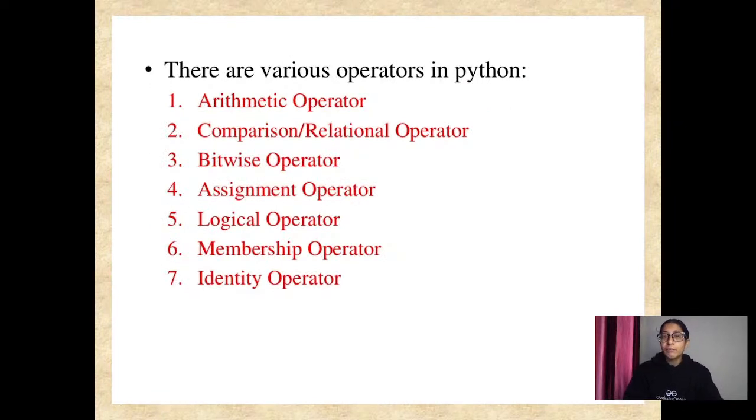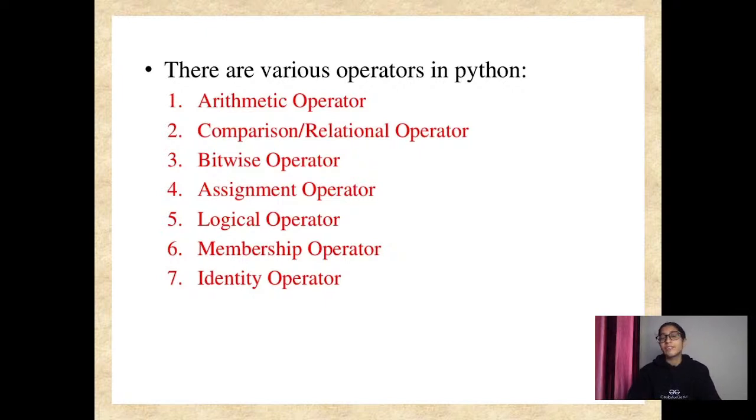Now, how many types of operators are there in Python? How do we classify them in accordance with operator formation? In Python, we have 7 types of operators: first is the arithmetic operator, second is the comparison and relational operator, third is the bitwise operator, fourth is the assignment operator, fifth is the logical operator, sixth is the membership operator, and seventh is the identity operator.